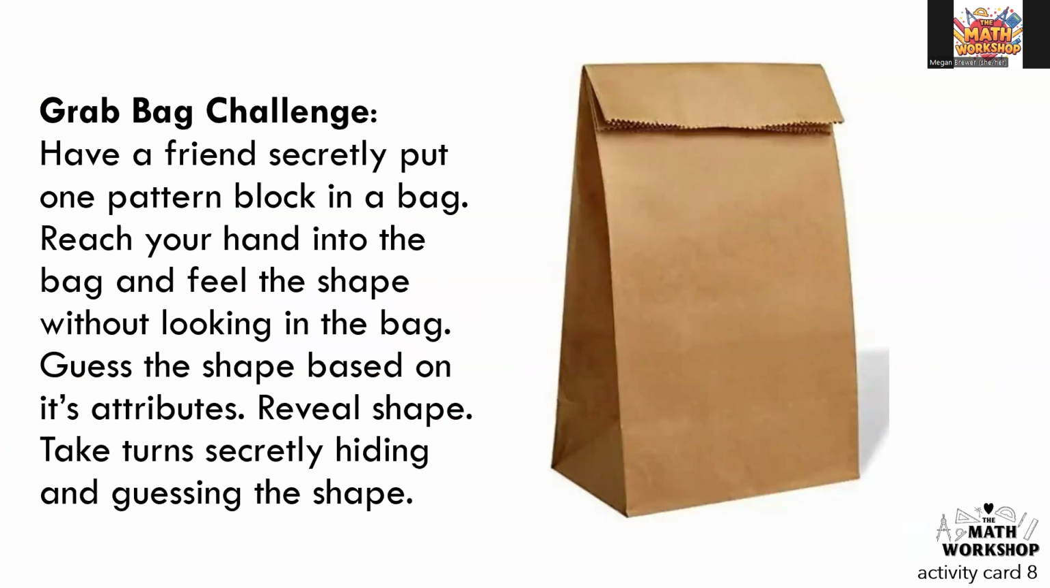Play with a partner. One of you secretly places one of the pattern blocks inside the bag, and this is included in your kit, and have the other partner, without looking inside the bag, put their hand in and guess the shape based on its attributes, based on how it feels. They can say out loud what shape they think it is. And then they may look in the bag and see if they were correct. And they can take turns. So we're really getting them to think about the attributes of that shape.